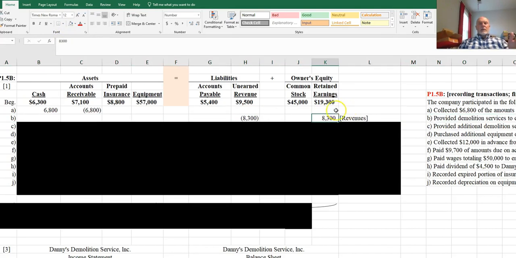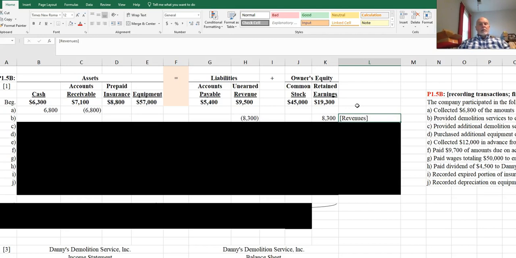And remember, anything you do over here in the retained earnings column, you need to jot down what it is, and that'll make our job in a little bit easier. When we make the income statement, that'll make that job easier because we'll have a listing there of what those items are.